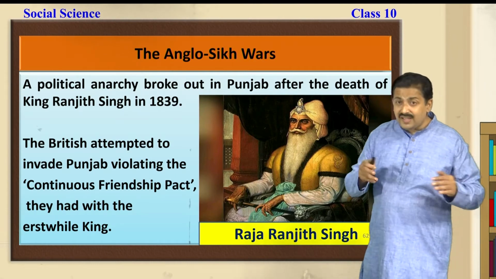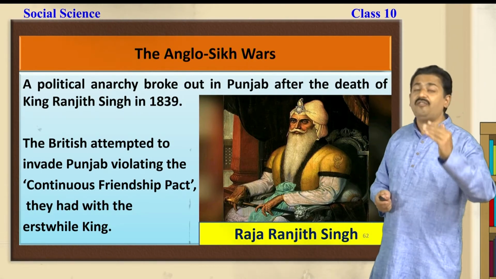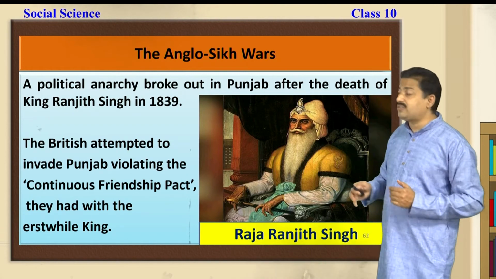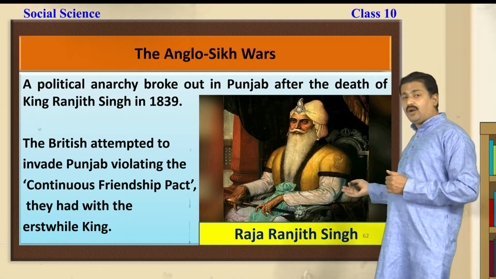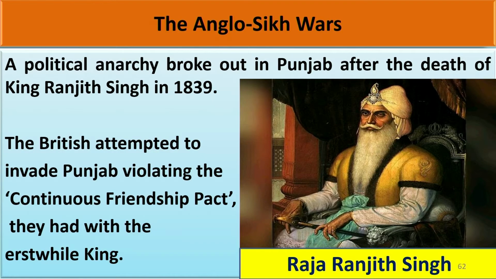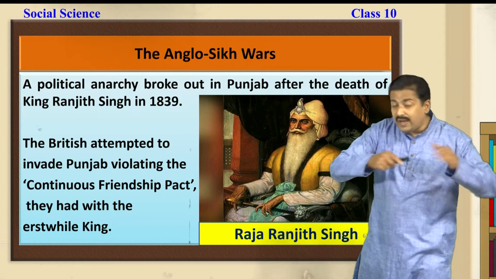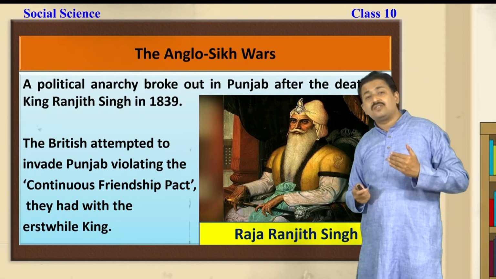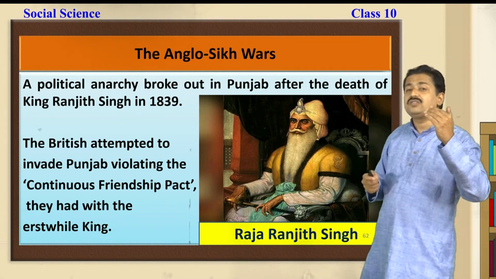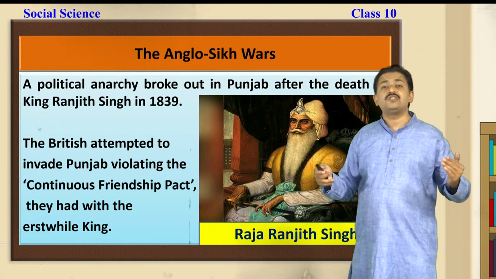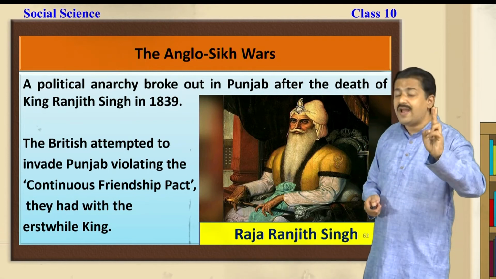Then he continued his friendship with the British. A political anarchy broke out in Punjab after the death of Raja Ranjit Singh in the year 1839. Till 1839, Raja Ranjit Singh was ruling Punjab, and the British and Raja Ranjit Singh maintained a good friendship. But after his death, the British attempted to invade Punjab and tried to dominate and influence the administration in Punjab. They even violated the continuous friendship pact which was signed with the erstwhile king Raja Ranjit Singh. This violation of the pact by the British led to the two Anglo-Sikh wars.